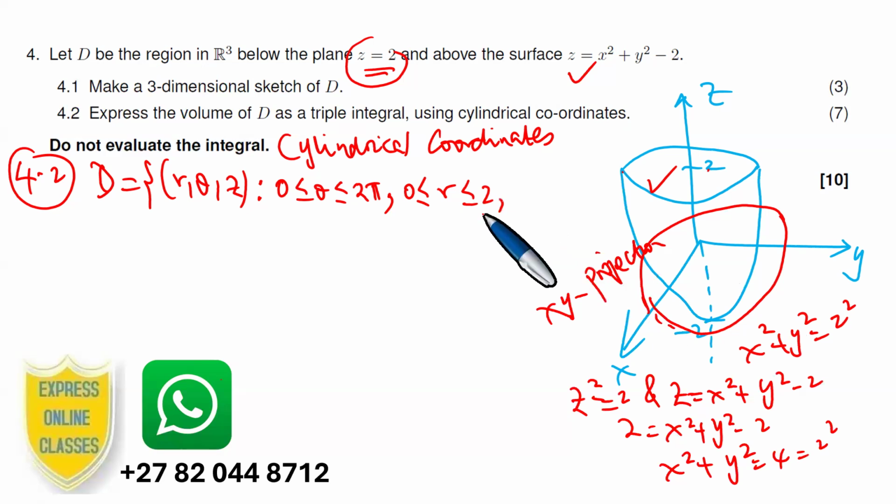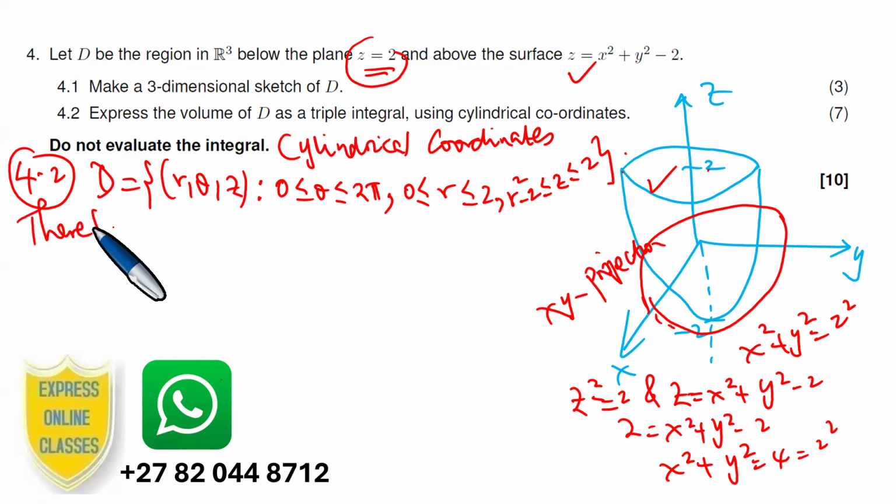Now we continue. We need to find the z limits of integration, which means it's going to be r squared minus 2 less than or equal to z, less than or equal to 2. Therefore, the volume is.